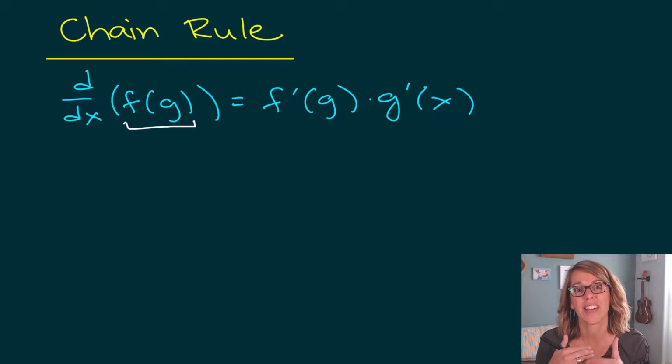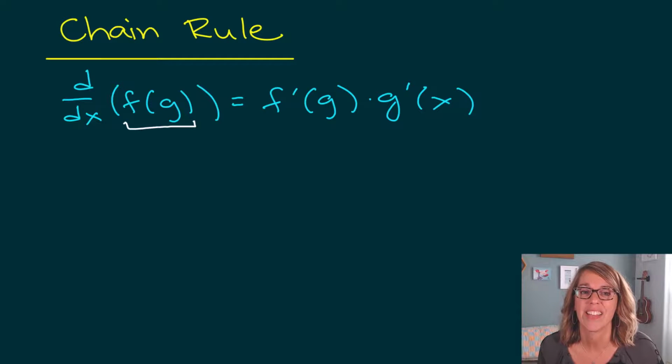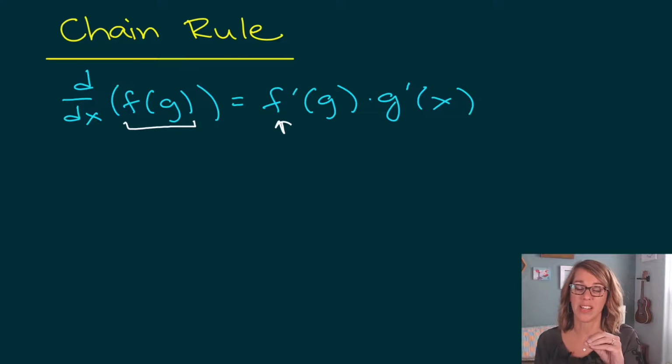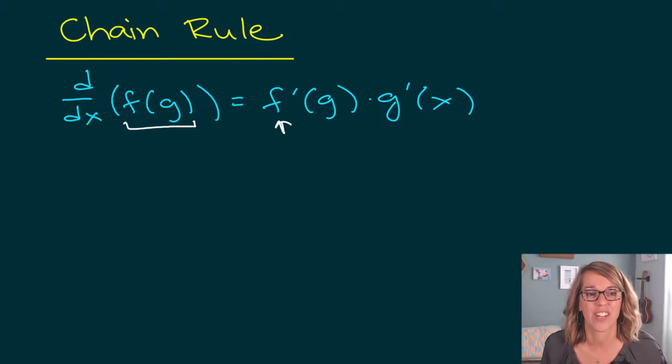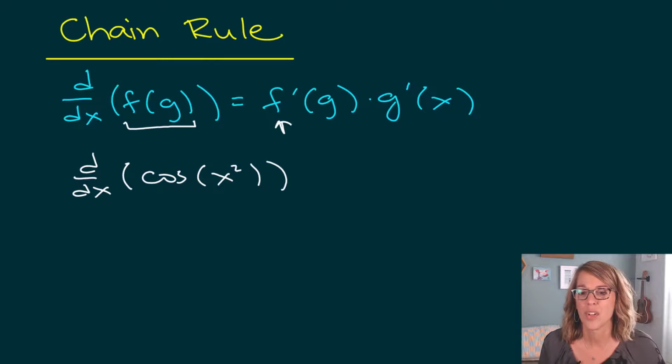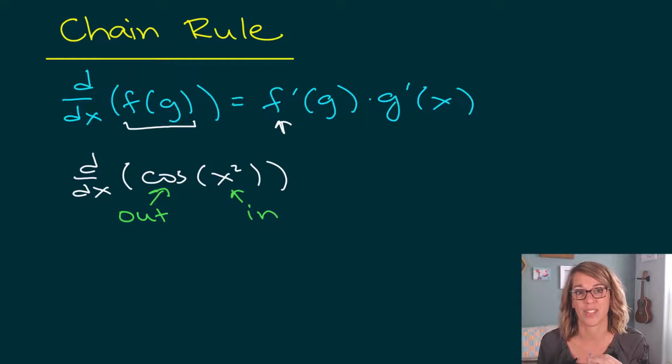So we're going to be able to recognize layers, and as I'm differentiating, I differentiate the outer function with respect to the inner, so I keep the inner one held, and then I differentiate the inner function. So for our first example, let's do the derivative of the cosine of x squared. I recognize that I've got two layers here. Cosine is my outer function, and x squared is my inner function. That's what happened to the x first.